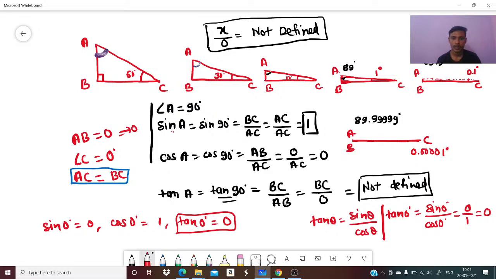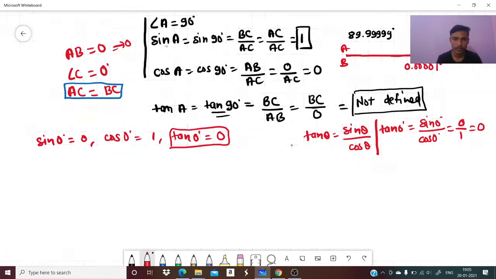Similarly you can also check for 90 degrees. For the tan of 90 degrees, which is equal to sine of 90 degrees upon cos of 90 degrees, your sine of 90 degrees is 1, so that is equal to 1 upon cos of 90 degrees.